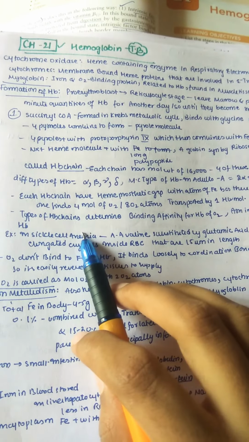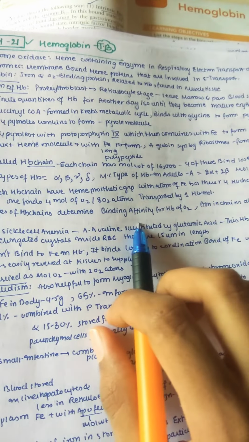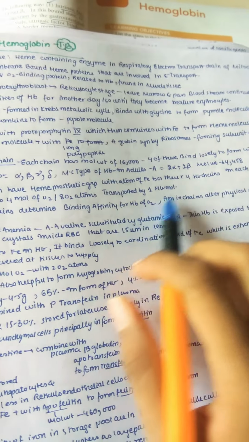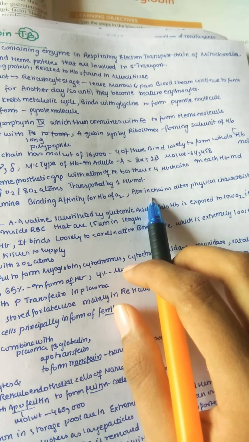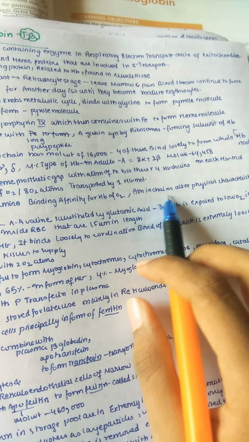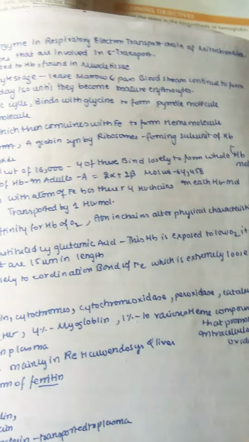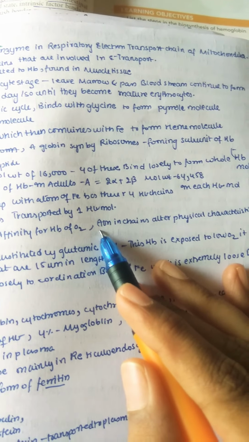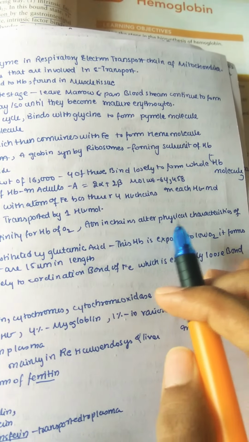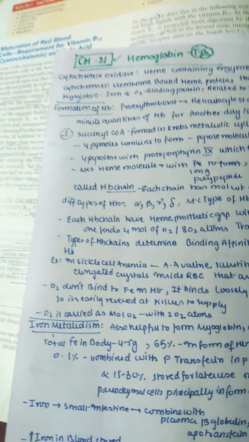The types of hemoglobin chains mainly determine the binding affinity of hemoglobin for oxygen, and alter the physical characteristics of hemoglobin. So this suggests that any abnormalities in the chains of hemoglobin alter the physical characteristics of hemoglobin, of course.